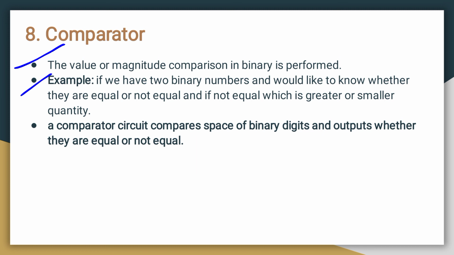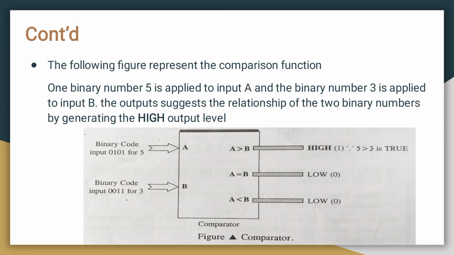So already we defined in the comparison, that is we have to check for equality, then check for greater or smaller quantity, right? A comparator circuit compares pairs of binary digits and outputs whether they are equal or not. So here it will check the content of equal or not, or it will go for the greater or the smaller content.